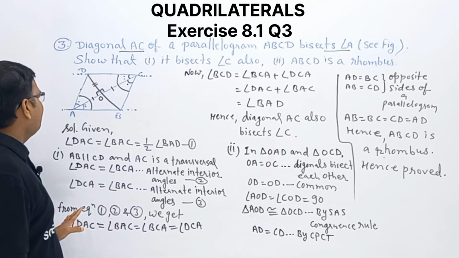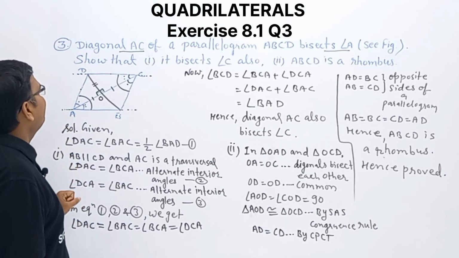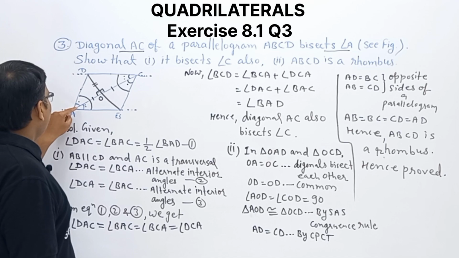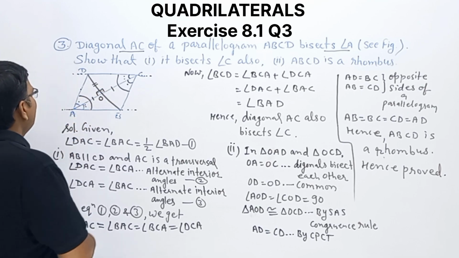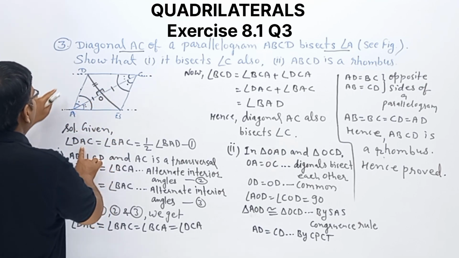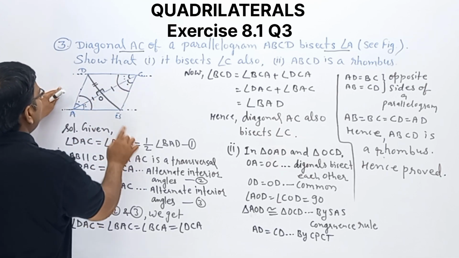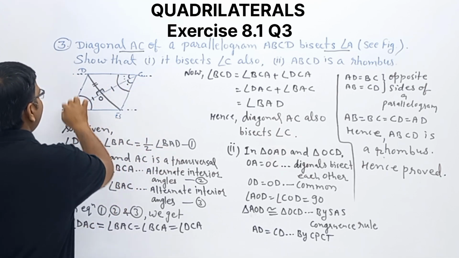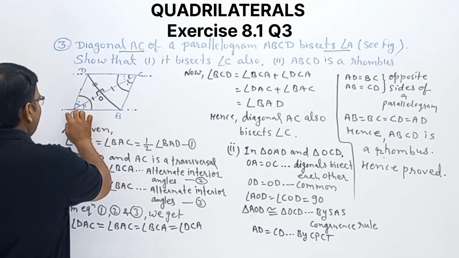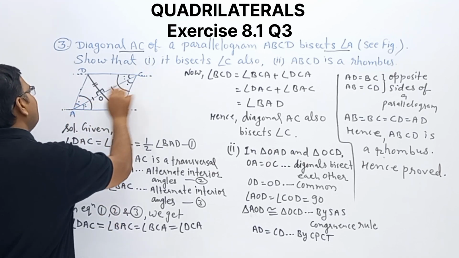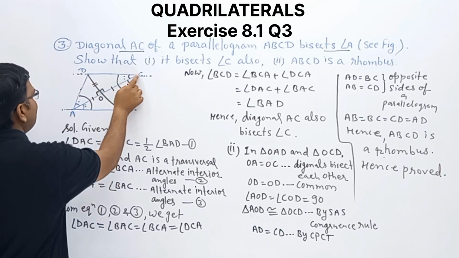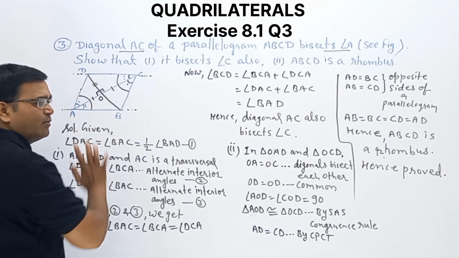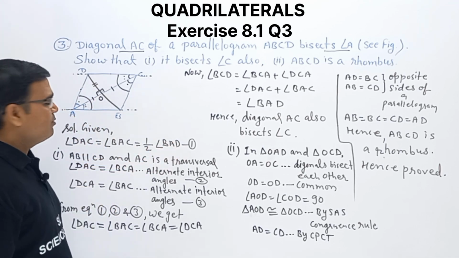So once we observe, we are getting what? Diagonal AC bisects angle A. Diagonal AC is bisecting means this angle equal to this one. Angle DAC equal to BAC equal to half of angle BAD. Clear? We write equation number 1.